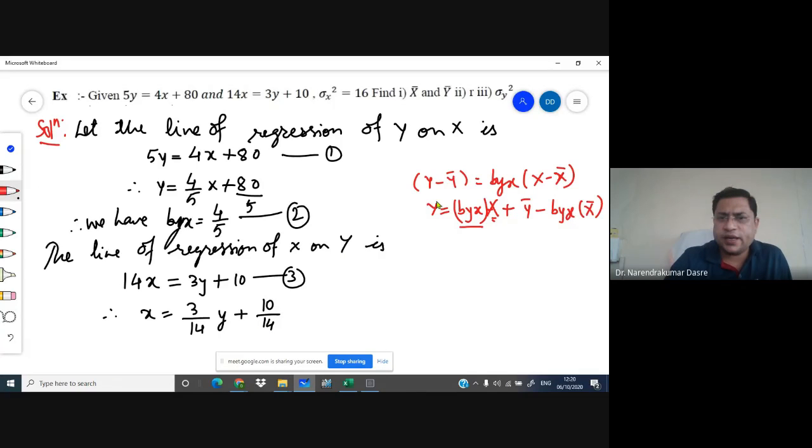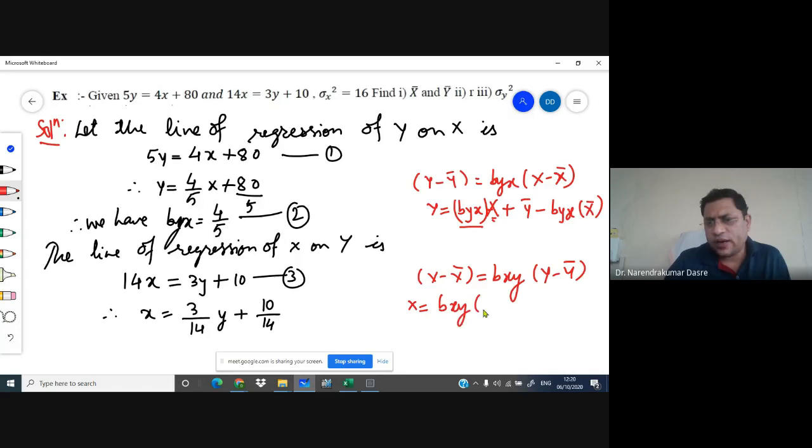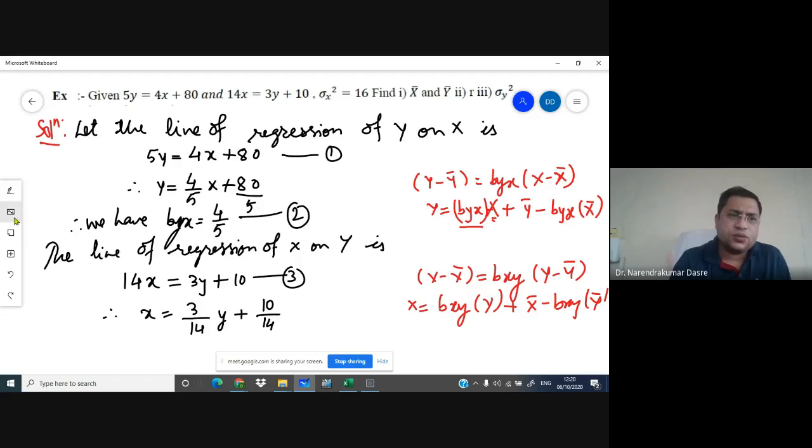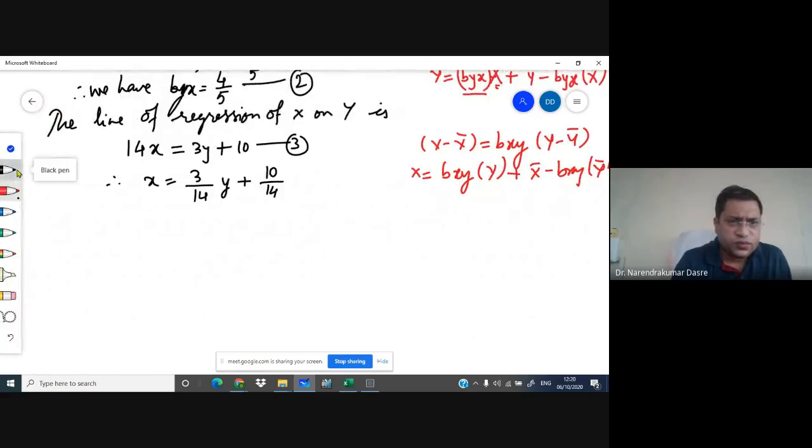Now similarly I can have the line of regression of x on y. So what we know is x minus x bar is equal to bxy into y minus y bar. And so what we got here is x is equal to bxy into y plus x bar minus bxy into y bar. So we can compare the coefficient of y, which is going to be bxy, and hence I get bxy is equal to 3 by 40.